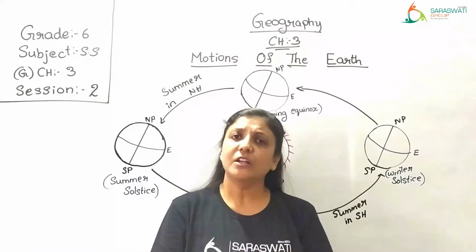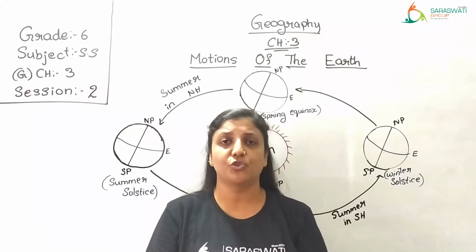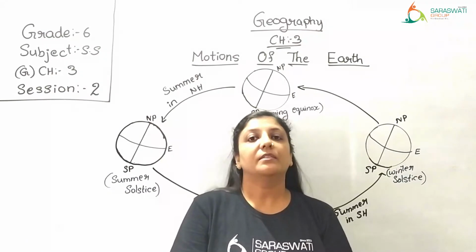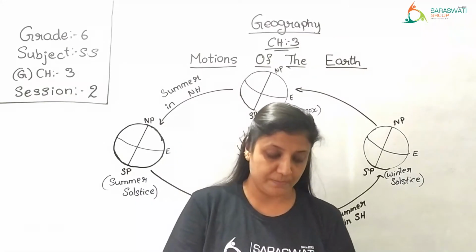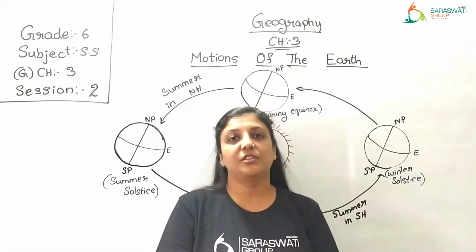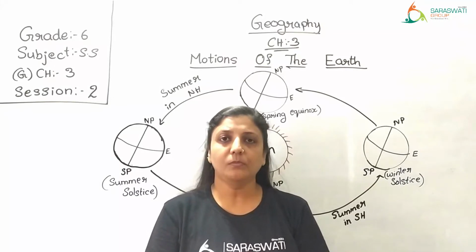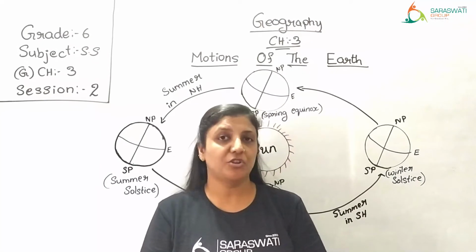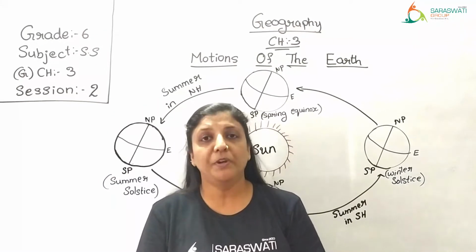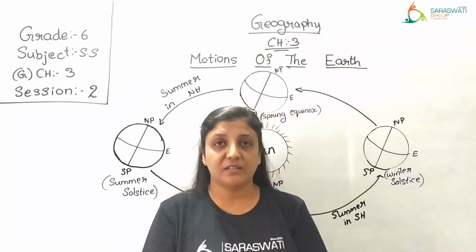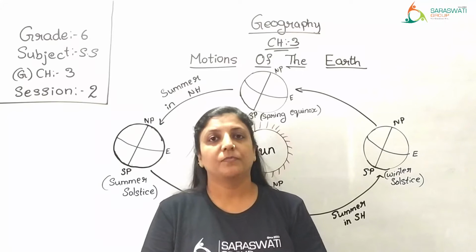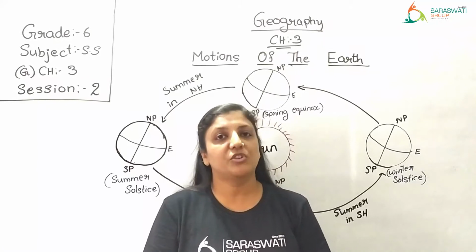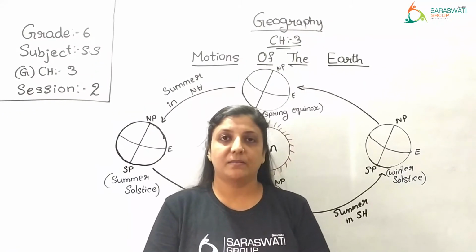So how many types of motions does the earth show? What type of movement does the earth show? Yes, the earth shows two types of motion, that is rotation and revolution. What do you mean by rotation? Yes, the movement of the earth on its fixed axis is called rotation. Rotation takes 24 hours and it causes changes in day and night.